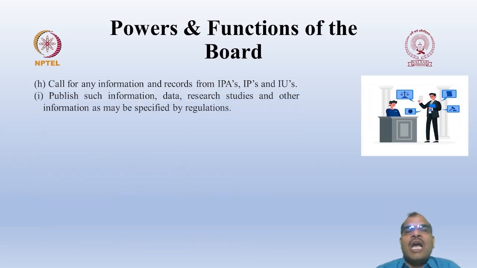Then they can call for information and any record from the IPAs, IPs and IUs whenever there is a requirement. And the IBBI is going to publish information relating to data, studies and other information. Let me give you a few examples: how many CIRP proceedings are going on, what is the claimed amount, what is the actual admitted amount, what is the percentage, any haircut. So all the data relating to the CIRP process and liquidation process, the entire IBC regime, is maintained by the IBBI.